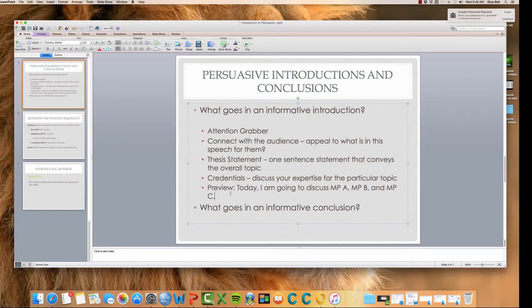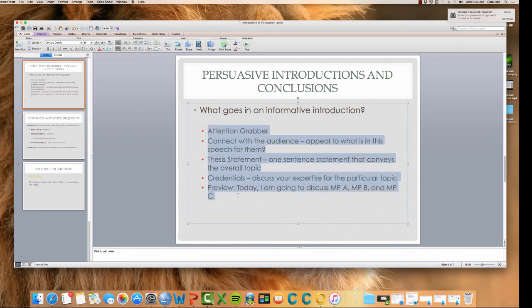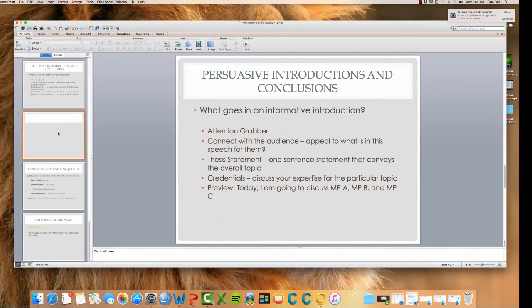And your informative conclusion is very similar. So we're going to go ahead and look at that next. Let's talk about what goes into an informative conclusion, and then I'm going to tell you what's different in your persuasive speech here. So, what goes in an informative conclusion? Well, the first one is that you want to signal the conclusion, saying something like, in conclusion, or as I wrap up today.